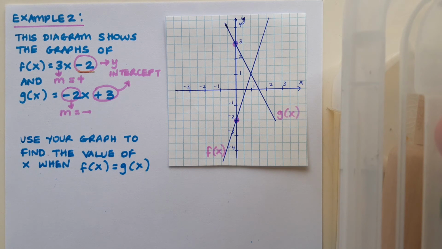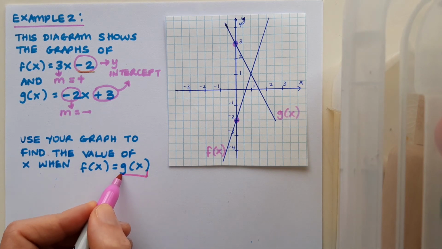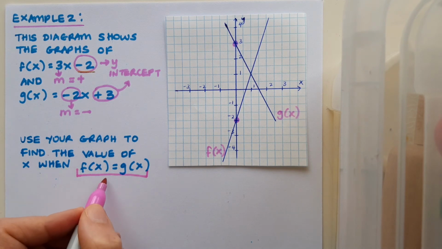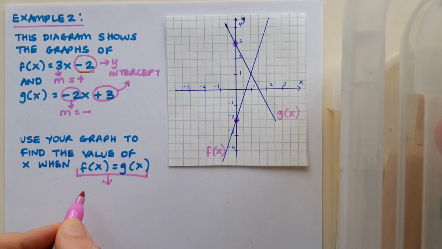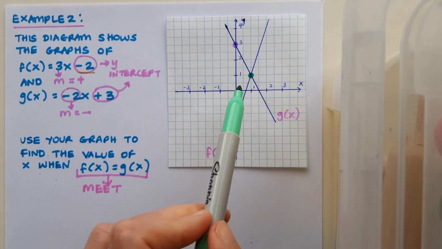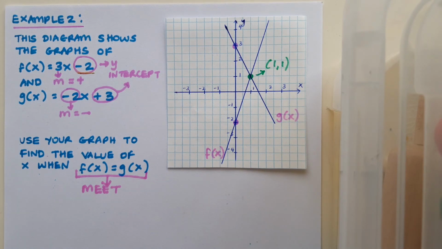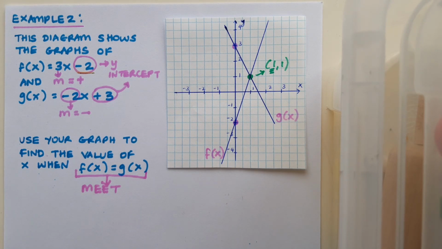So what do they actually mean when they say f of x equals g of x? Well, what this really means is the point at which the 2 lines meet. So we go to our graph and we identify this point. It's obviously this point just here. So what point is that? Well, that's the point (1, 1). I just want the x value, so my answer is x equals 1.